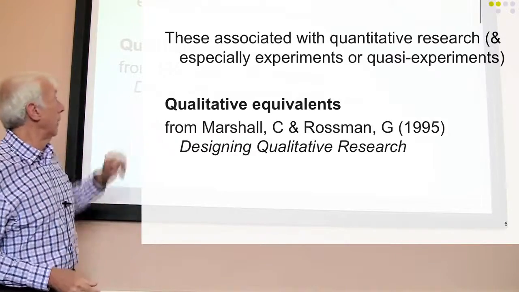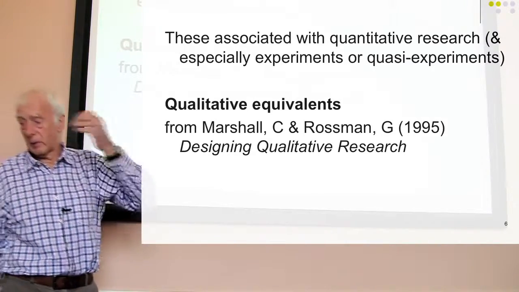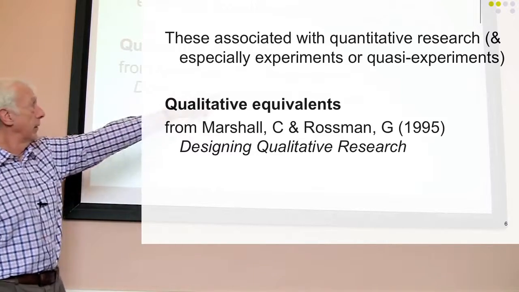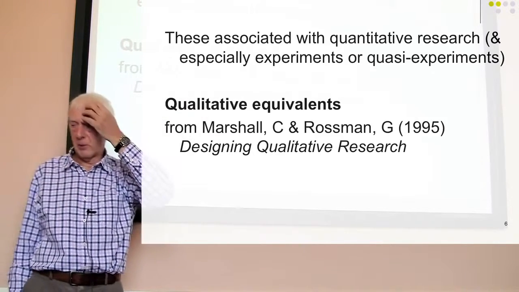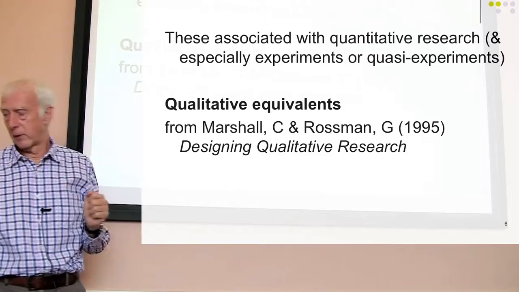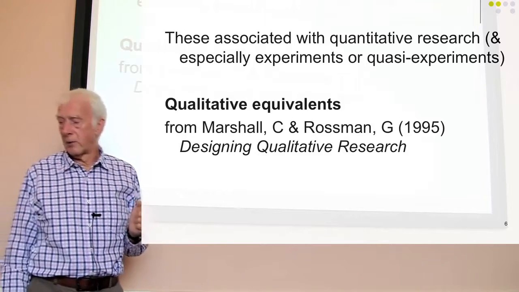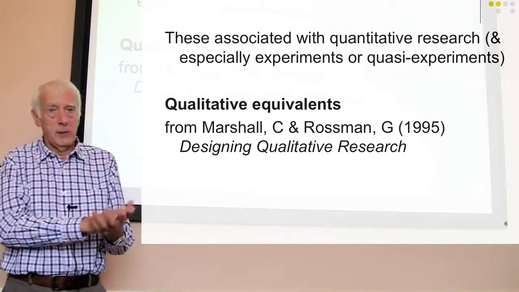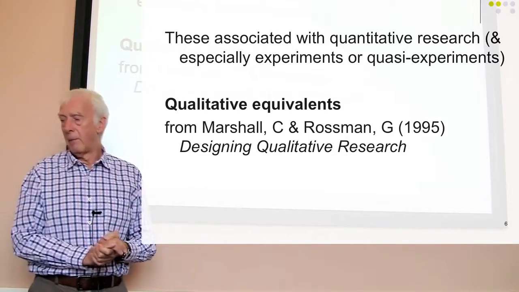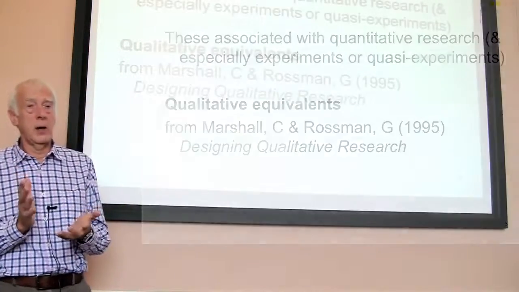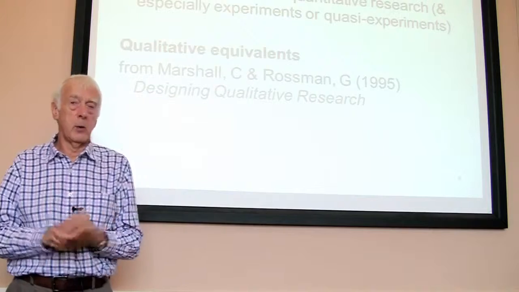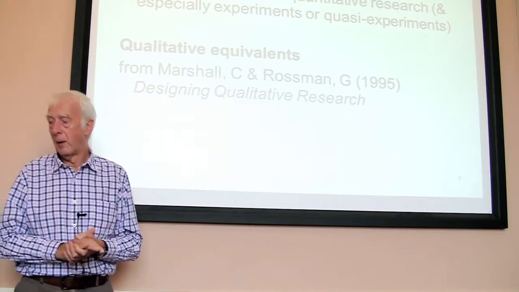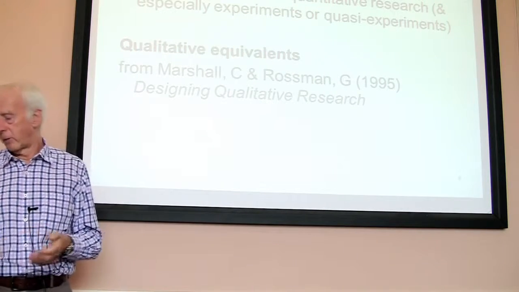And I'm going to refer here to Marshall and Rossman. They're not the only ones talking about this. This, by the way, I think that's the first edition. The book has been republished a couple of times since then, so you might find a second edition of this. Designing Qualitative Research. So it's focusing on the qualitative side of the spectrum. And they try and come up with equivalents. I say they're not the only ones. Various other people, Guba and Lincoln, have done similar things as well for qualitative research.